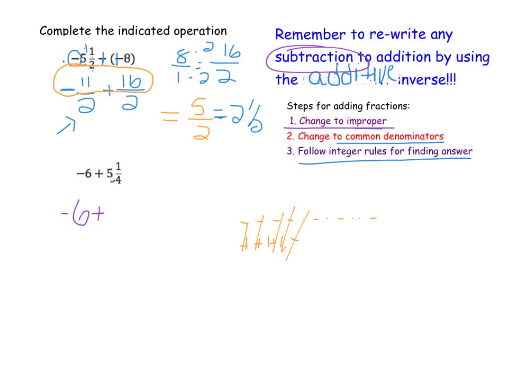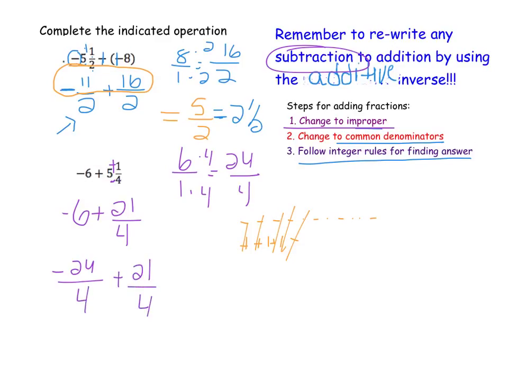So 5 times 4 plus 1 is 21 fourths. Now they're not like denominators, so we're going to make them like denominators. So we need to take our 6 over 1 and change it to something that has fourths. So 1 times 4 is 4, so 6 times 4 is 24. So now we have negative 24 fourths plus 21 fourths.